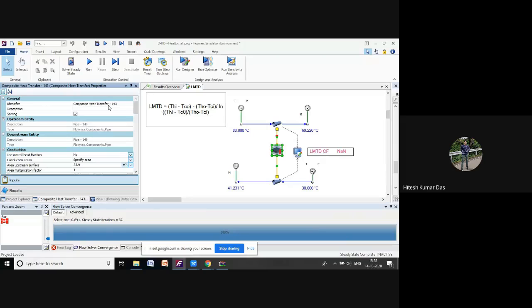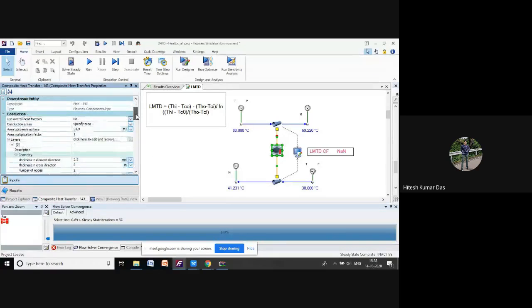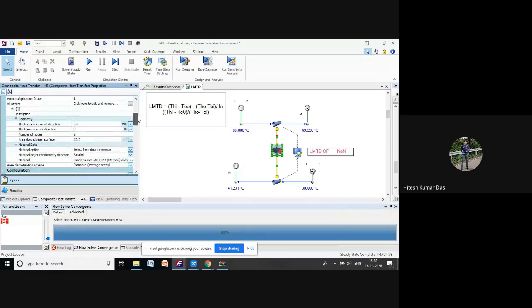First convection, then in the pipe metal it is conduction, then inside the pipe for heating the fluid, it is again convection. So the same thing we have assigned here. You can see for upstream surface area 33.9, and for element direction, then cross direction means the length of the pipe.